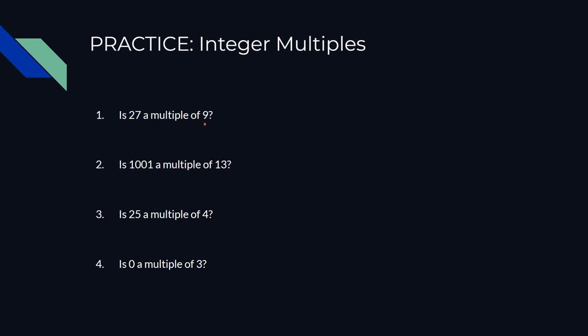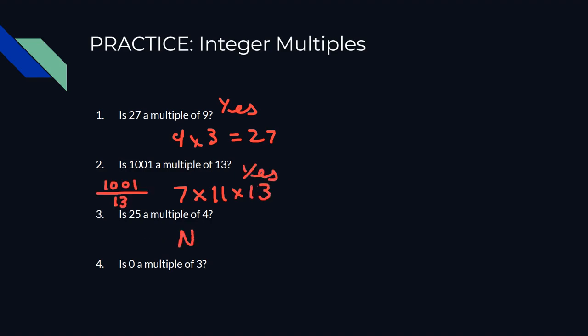So is 27 a multiple of 9? Well, 9 times 3 equals 27. So the answer is yes. What about 1001? Is that a multiple of 13? Well, you might not know this off the top of your head. But 1001 is a special number. It's actually equal to 7 times 11 times 13. Now, for this, the answer is no, since you can't do 4 times any number to give you 25. No integer will give you 25.